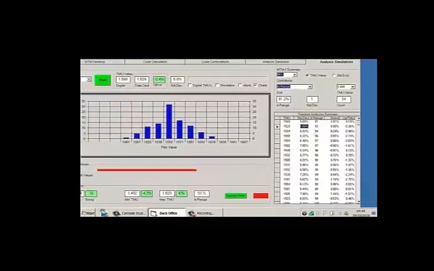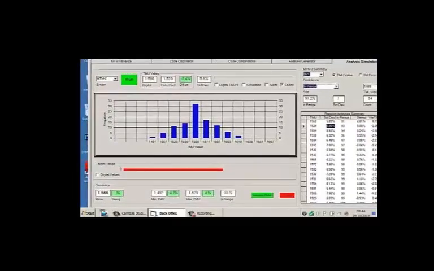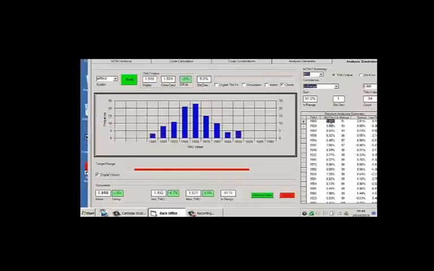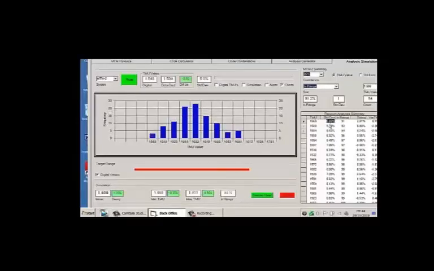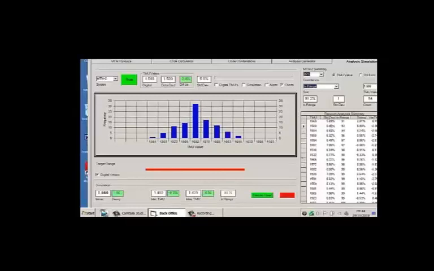To smooth this over a fraction, if I select digital values in the target range frame down at the bottom here and repeat that scan, you'll notice that that red line is very, very central, and all of the values in the MTM-1 distribution fall within that red line.